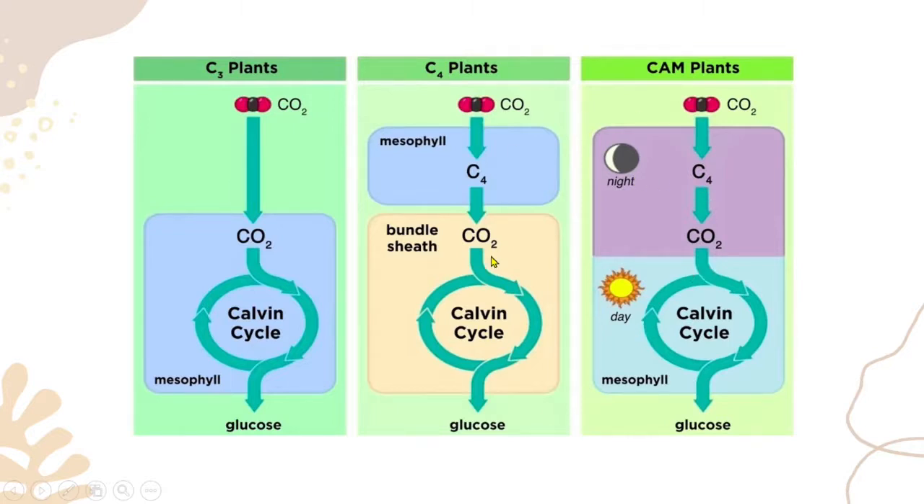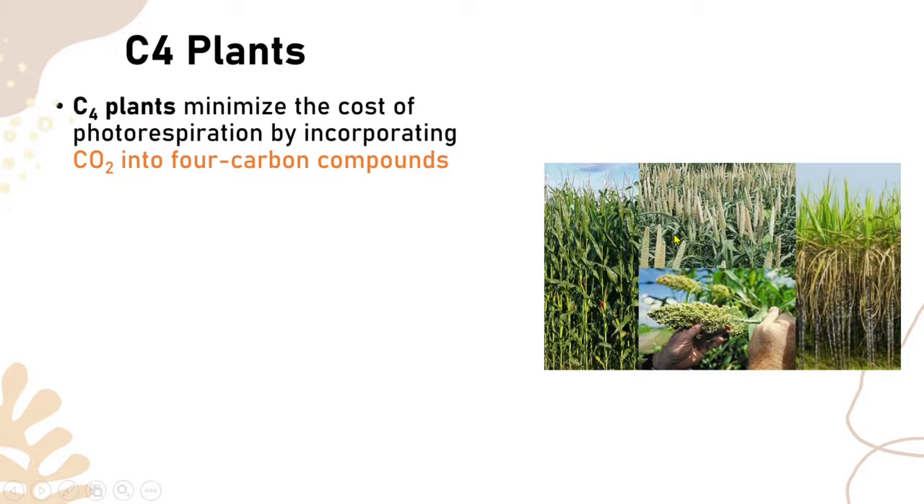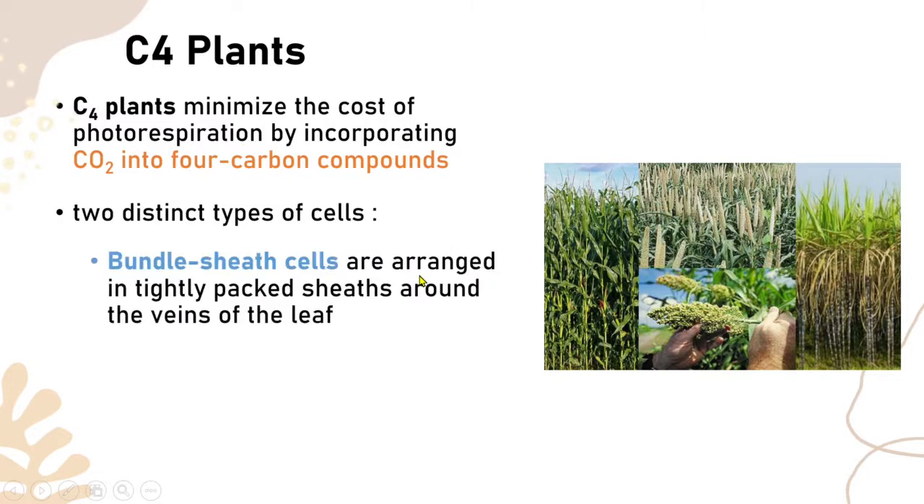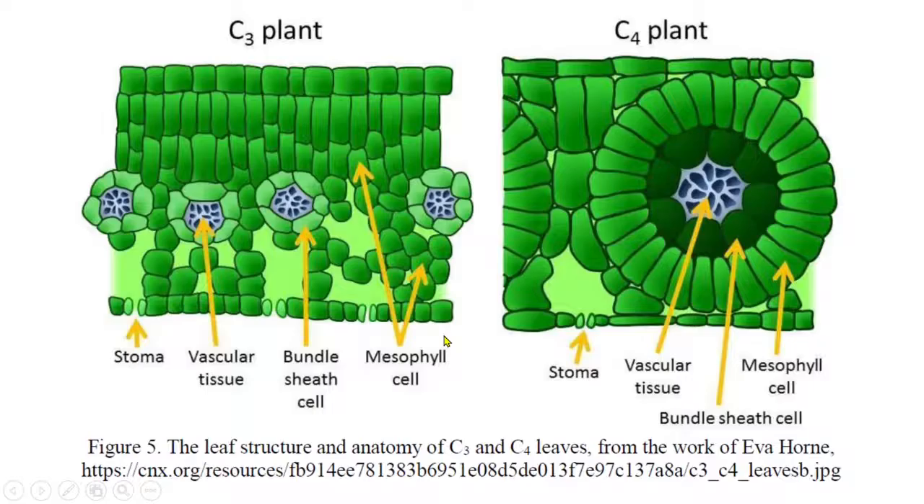So for the C4 plants, it's a separation of space, different types of cell. But for the CAM plants, it will be a separation of time, at nighttime and also at daytime. So let's just describe these plants. The C4 plants, again, take note, the most important thing: they fix carbon dioxide into a 4 carbon molecule. There are 2 distinct cells in the C4 plants. We have the bundle sheath and also the mesophyll cell, as you can see over here in the picture.